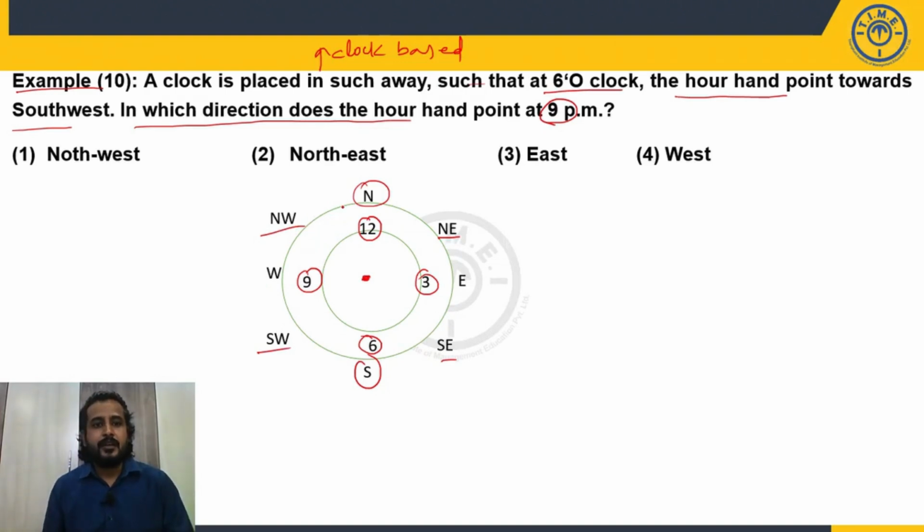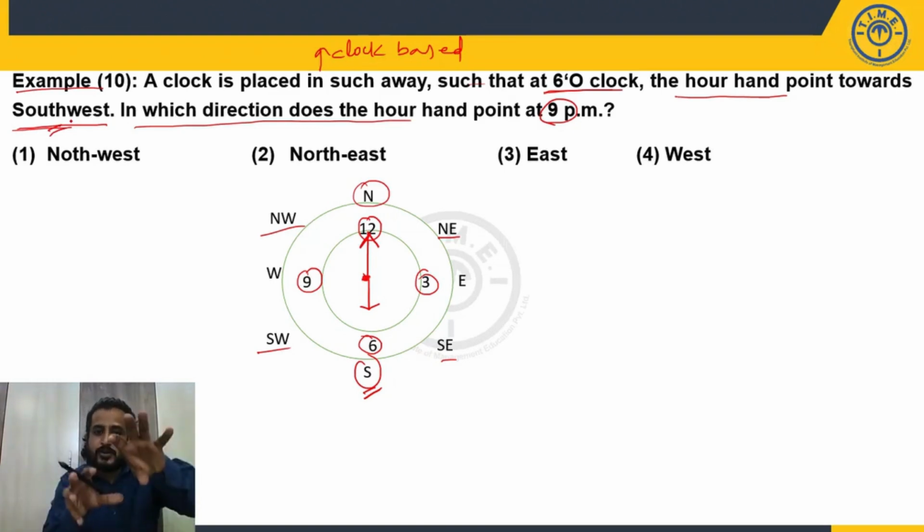Now what is given? A clock is placed in such a way that, how is the clock placed? At 6 o'clock the hour hand points towards southwest. 6 o'clock means the hour hand will be at 6, and the minute hand will be at 12. At 6 o'clock the hour hand points towards which direction? South. In general, at 6 o'clock the hour hand will be pointing towards south, but what is given here? Southwest. So we need to change the direction.